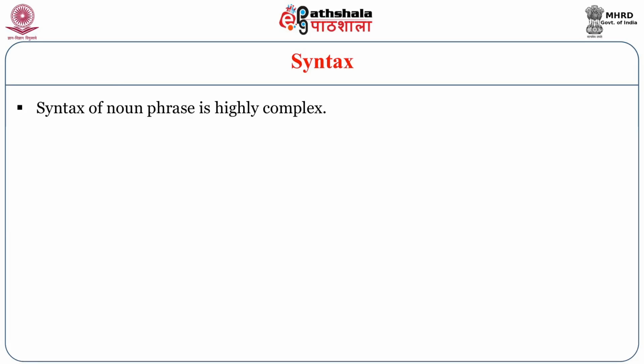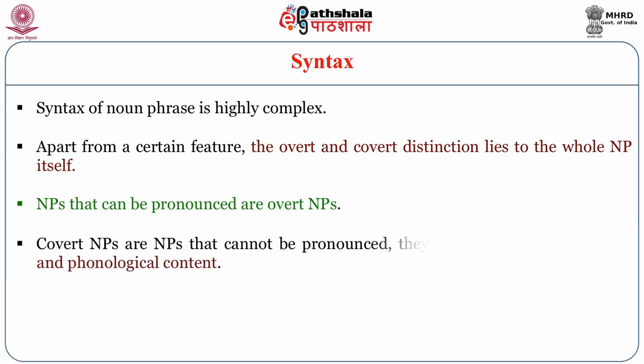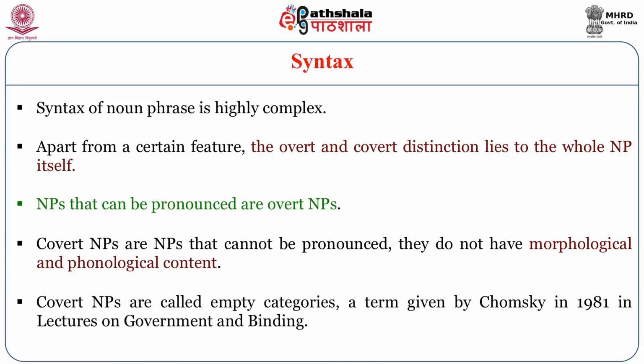The syntax of the noun phrase is highly complex. Apart from a certain feature, the overt and covert distinction applies to the whole noun phrase itself. Noun phrases that can be pronounced are overt noun phrases. Covert noun phrases are noun phrases that cannot be pronounced. They do not have morphological and phonological content. Covert noun phrases are called empty categories, a term given by Chomsky in 1981 in Lectures on Government and Binding.